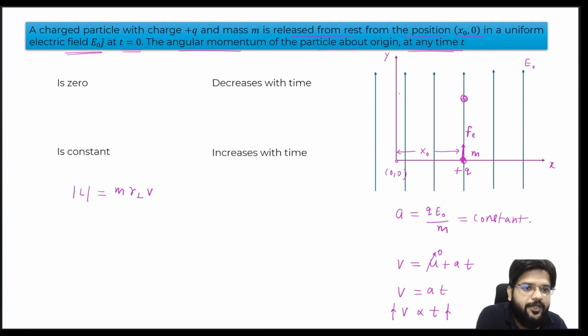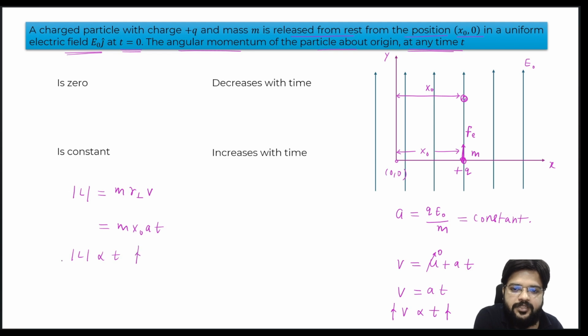Now what is the perpendicular distance? The perpendicular distance is again not varying. We can see here, x naught is not varying. But what about v? v is a function of time. So here m, x naught and a are constant, so angular momentum is directly proportional to time, and time is always increasing. That's why angular momentum will increase here.